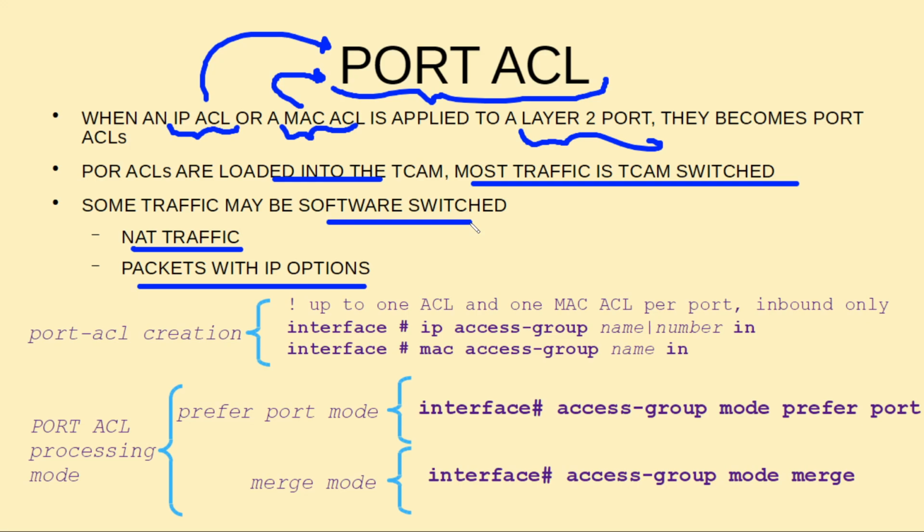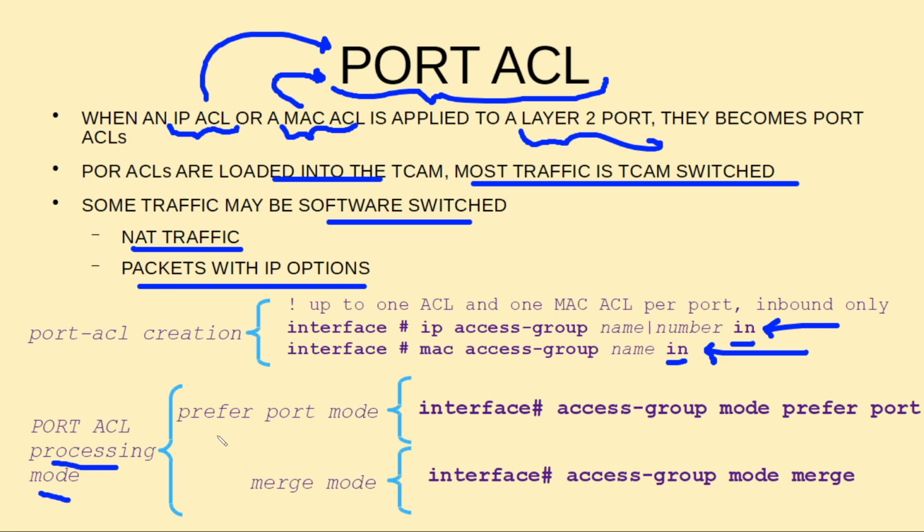Now, in order to configure these ACLs into ports, let's remember that port ACLs can only work in the inbound direction. So this will be the command in order to configure an IP ACL to a layer 2 port in order to become a port ACL. And this will be the command in order to configure a MAC ACL into a layer 2 port in order to become a port ACL. Notice that we can configure up to only one IP ACL and up to only one MAC ACL per layer 2 port.